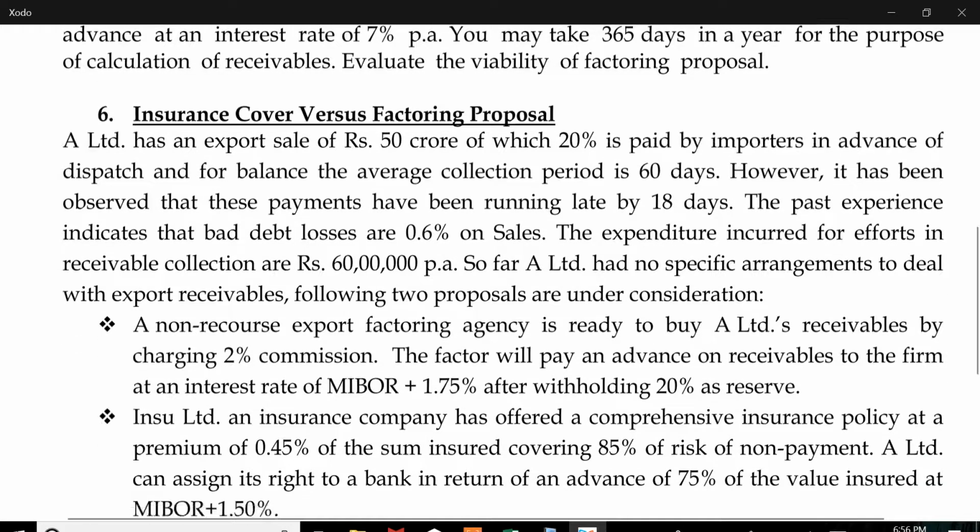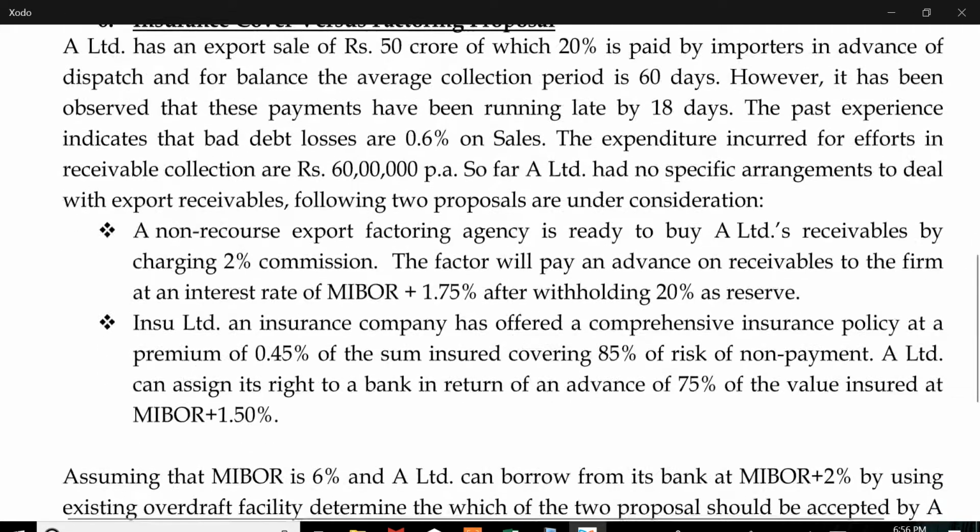Some administration charges and all is given. I have two options: a non-recourse export factoring agency charging 2% commission. He will charge us a 2% commission. He will give money to us at the rate of MIBOR plus 1.75%. The MIBOR rate currently is 6% and he wants to charge us 7.75%. He is also going to withhold 20% as reserve.